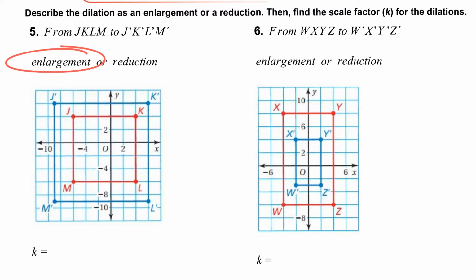And now let's find our scale factor here. To find our scale factor, we really only have to pick one point. So I'm going to pick the point K, and K prime. The coordinates for K are 4, 4. And the coordinates for K prime look to be about 6, 6.